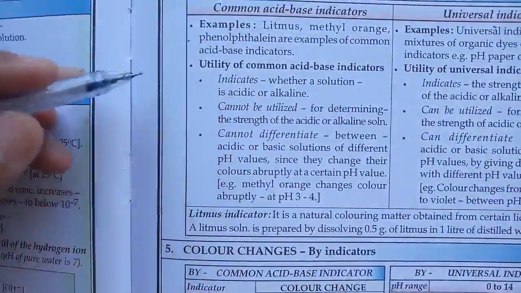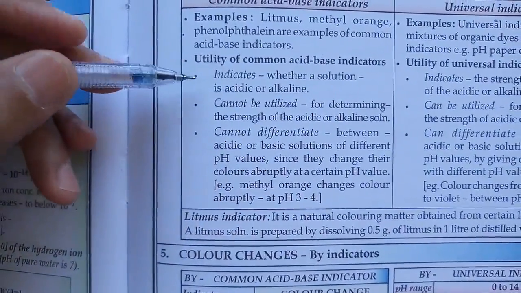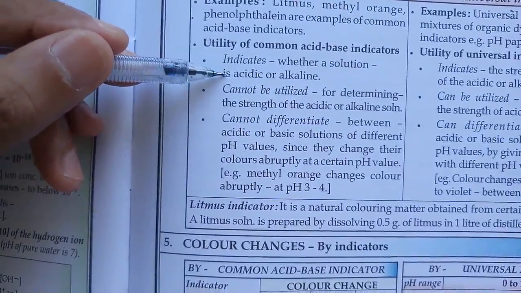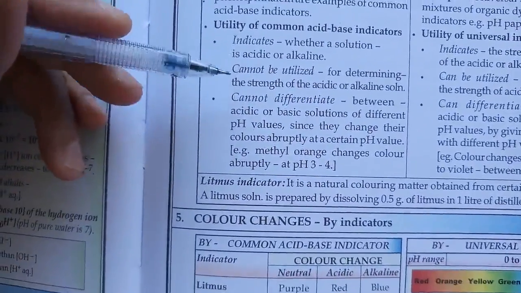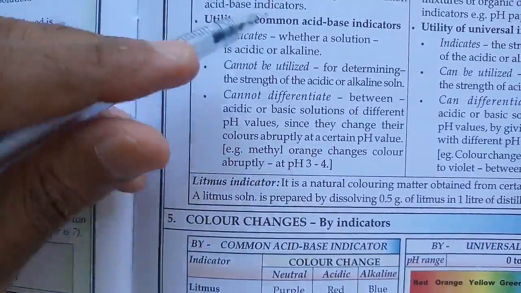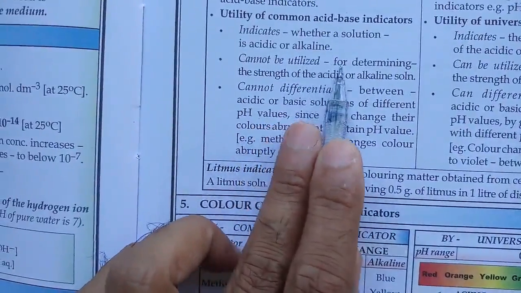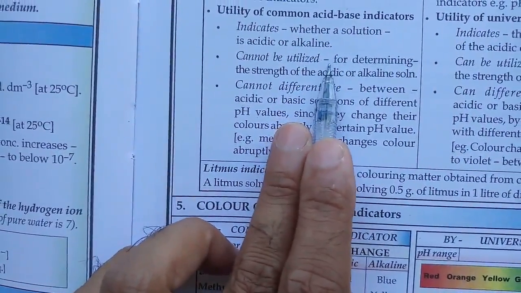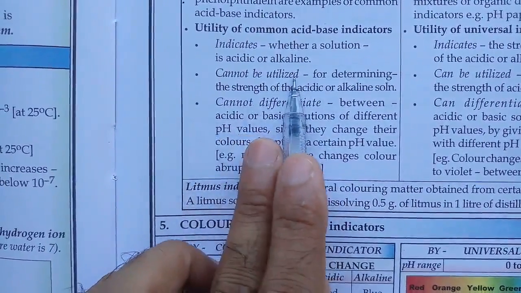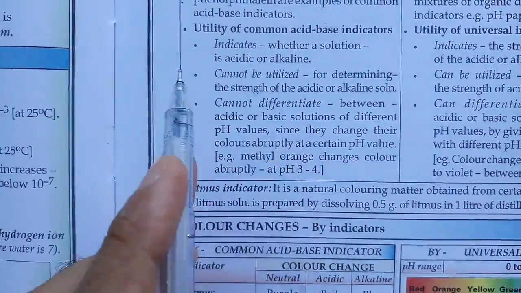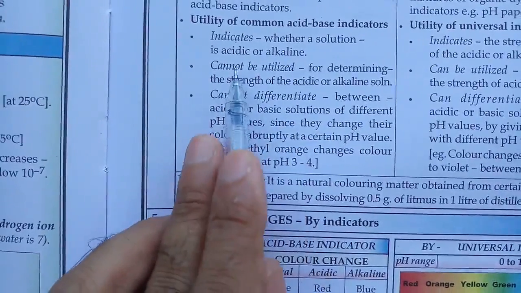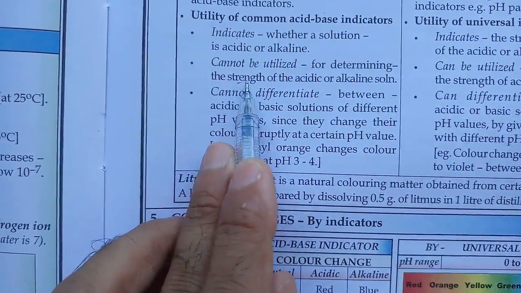Now, the utility of the common acid base indicator: it is just to find out whether the solution is acidic or basic, alkaline. We cannot use it for determining the strength of the acidic or alkaline solution. We cannot determine the strength, right? It indicates the acidity or the basicity, but it cannot be utilized to find out the strength.